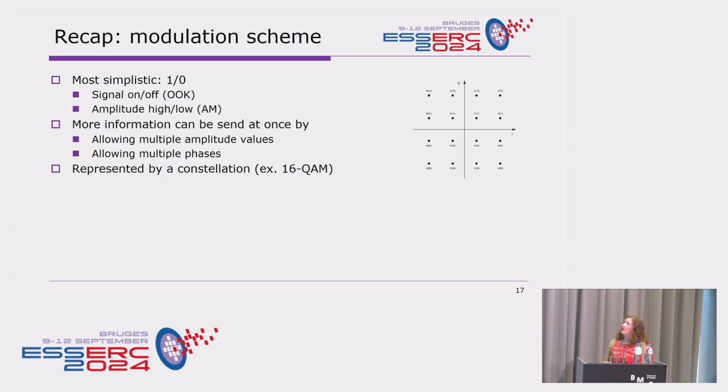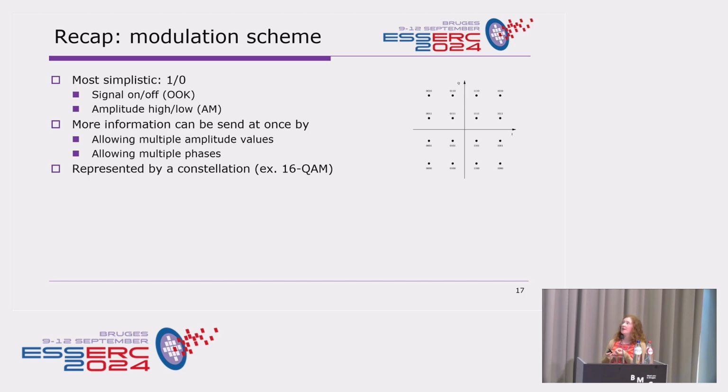Now, to go to the next translation of system specifications, I do a very short recapitulation of what a modulation scheme is. Very simplistically, we can have ones and zeros. We can turn our signals on or off or give them another amplitude, and then we can send data. What we can also do is use a symbol with different amplitudes or different phases and therefore contain more information in that one symbol.